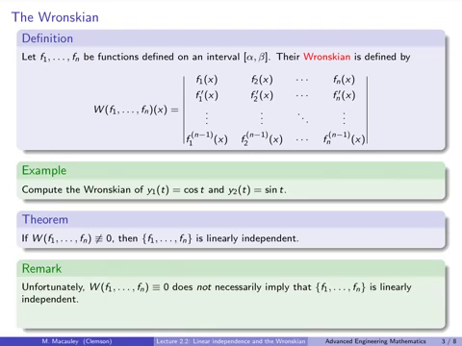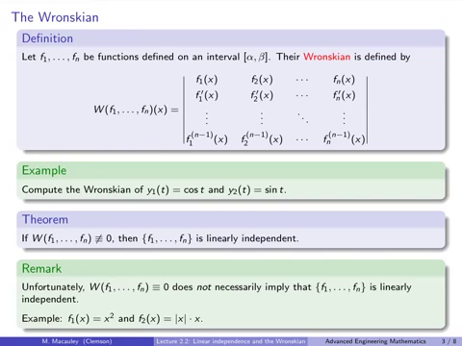Now, here's the bad news. If we compute the Wronskian, and it happens to be equal to the zero function, then that does not necessarily imply that these functions were linearly independent to begin with. It provides evidence that there's a very good chance that they are, but we can construct examples of functions that are linearly independent and whose Wronskian is zero. Here's an example.